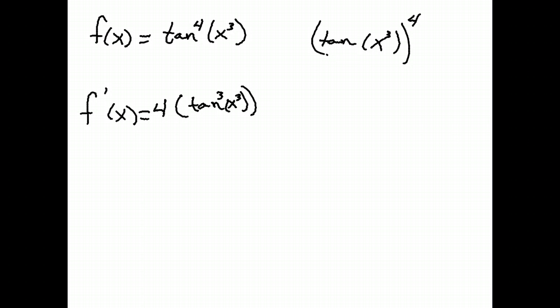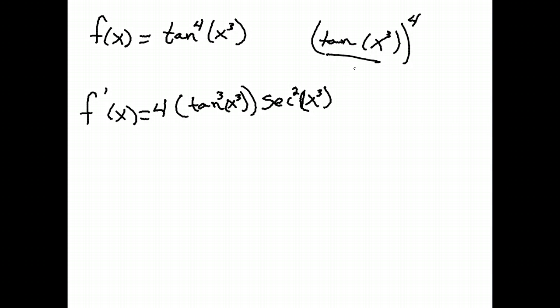Well, then we have to take the derivative of tangent of x cubed. Well, what is that layer there? Well, we've got a function inside of a function, so let's take the derivative of the tangent part first, which gives us secant squared of x cubed.